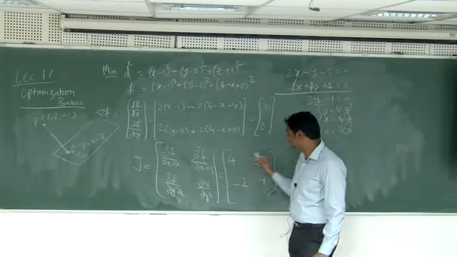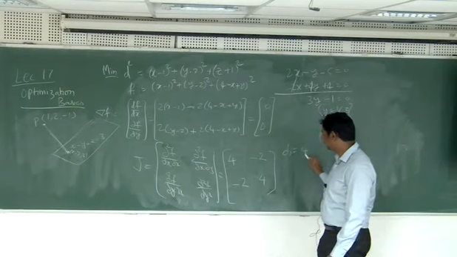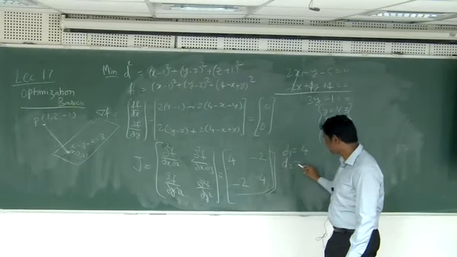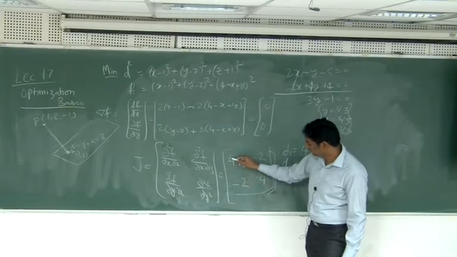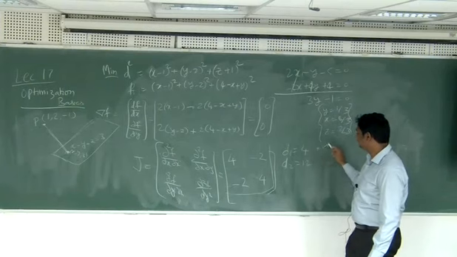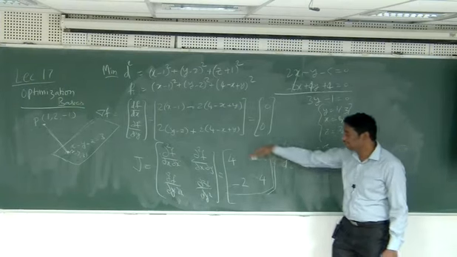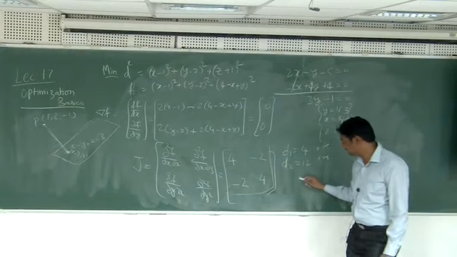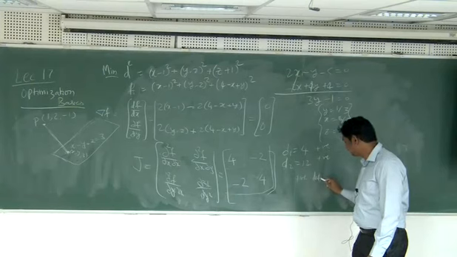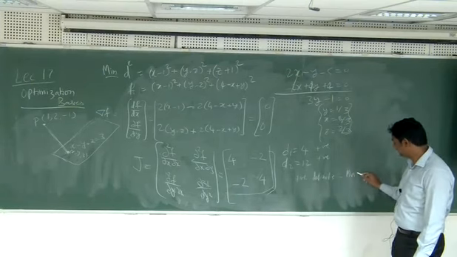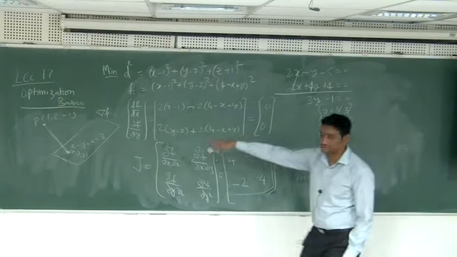So you take the first part. What is the determinant? D1. D1 is 4. Now you take the second. What is the determinant of the overall matrix? D2. So AD minus BC, which is coming 12. So this is positive, this is also positive. If all the determinants are positive, then the overall matrix is positive definite. That means you are at the minimum point. Positive means minimum point. That means the distance is shortest distance.